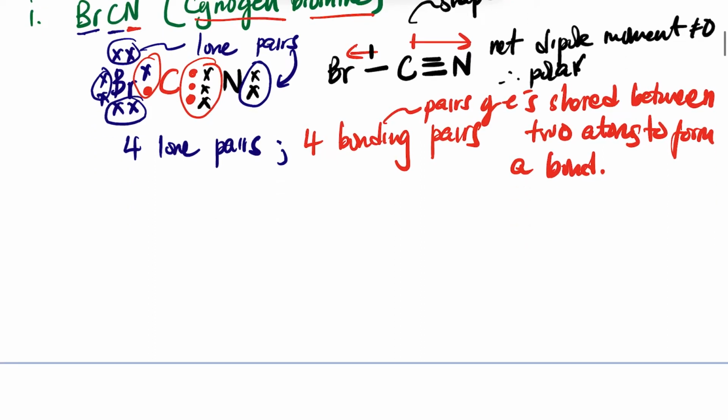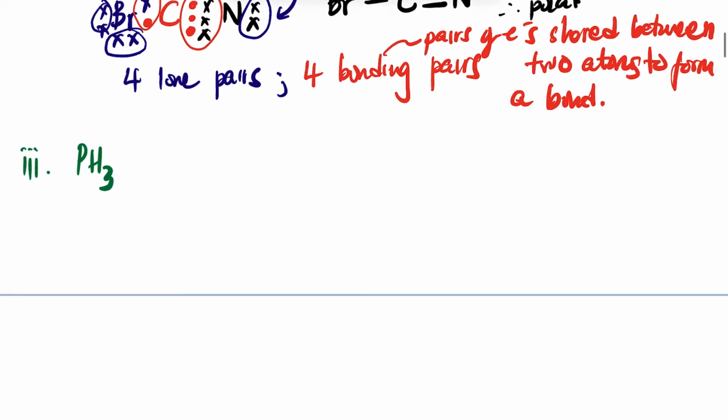Let's move on. Let's take this molecule, PH3. Guys, it's very important to understand the Lewis structure of the molecule. The central atom will be phosphorus, a group 5 element, just like nitrogen. So it will bond with 3 hydrogens.